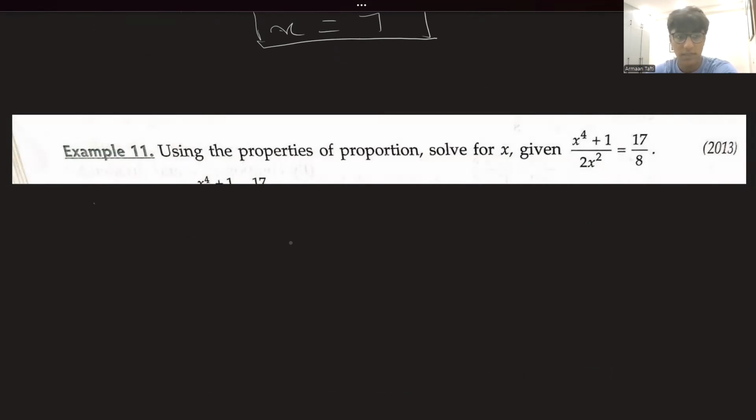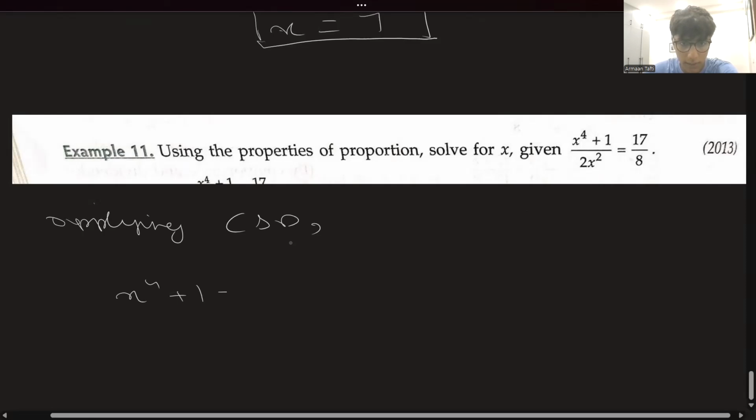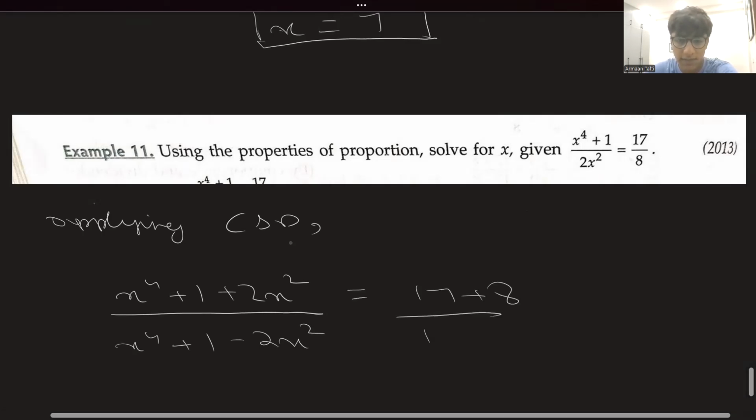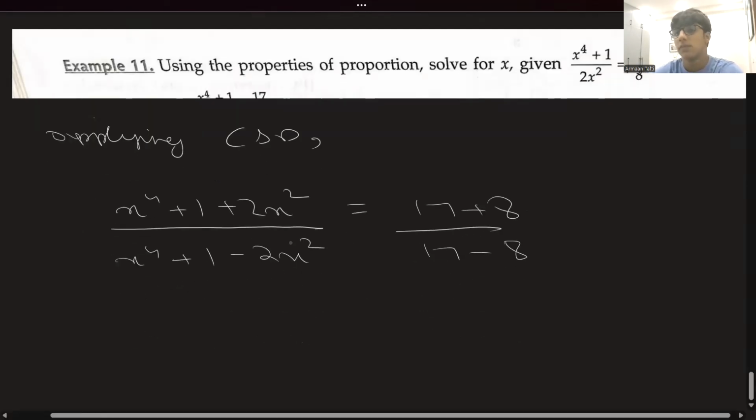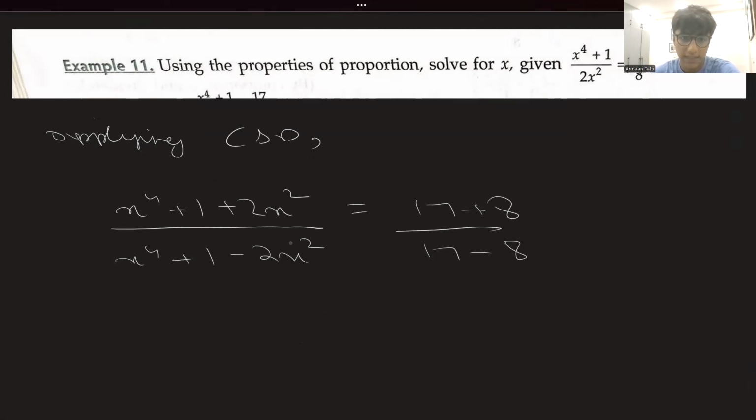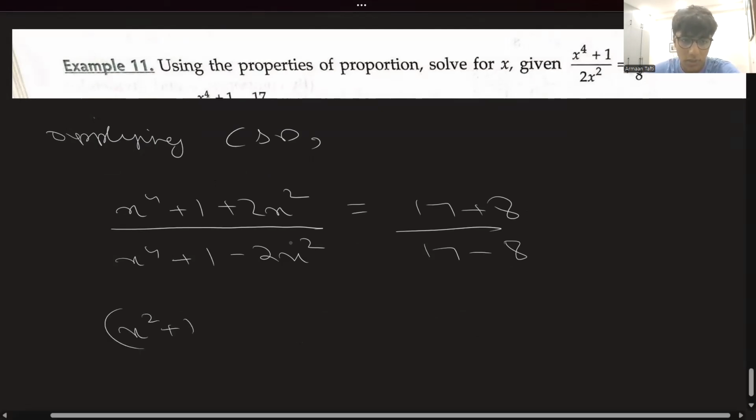So we've got this. Let's apply C and D to it. Applying C and D, we get (x to the 4 plus 1 plus 2x squared) divided by (x to the 4 plus 1 minus 2x squared) equals (17 plus 8) by (17 minus 8). Now, once again, quick mental maths required here. You should directly see this as x squared plus 1, whole square, right? x to the 4 plus 1 plus 2x squared.